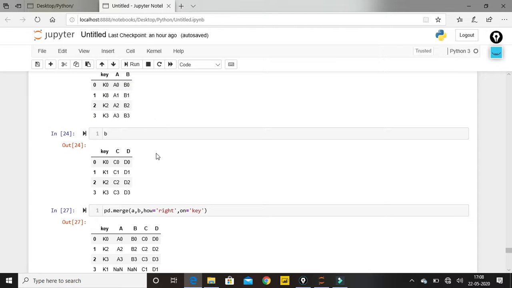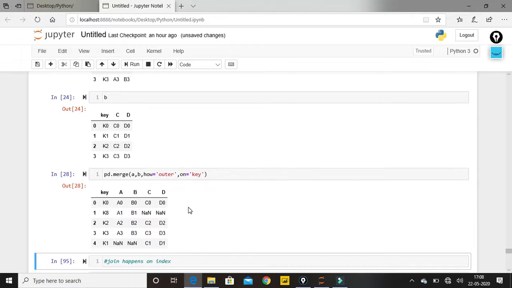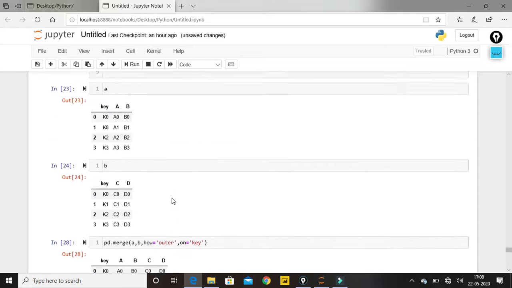So this is how it will work, and outer will give me the union of both. If I write outer over here, you will notice I'm getting all the keys and all their corresponding values, K0, K8, K2, K3, K1, and everything. Wherever the data is not there, it will give us NaN. For example, K8 is not present in our second data frame, so it is giving me NaN. K1 is not present in my first data frame, so it is giving me NaN for A and B. So this is how merge works, guys.